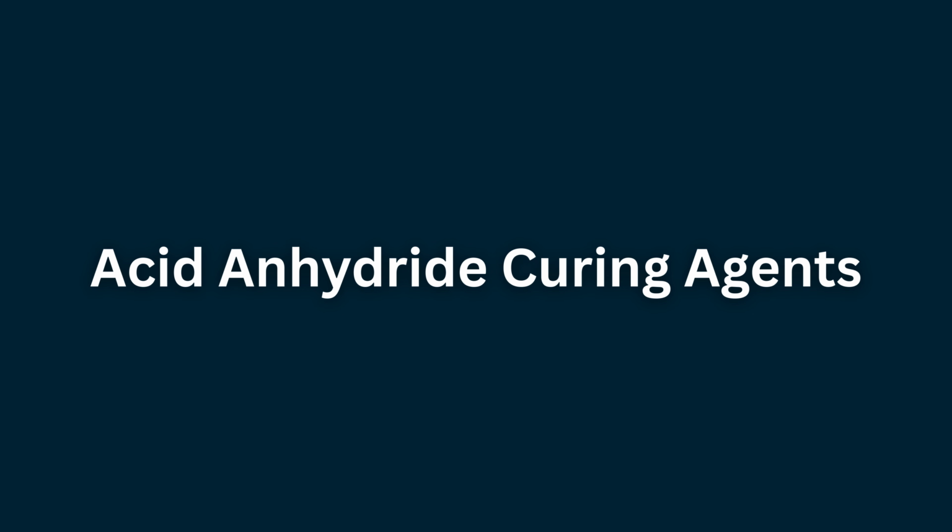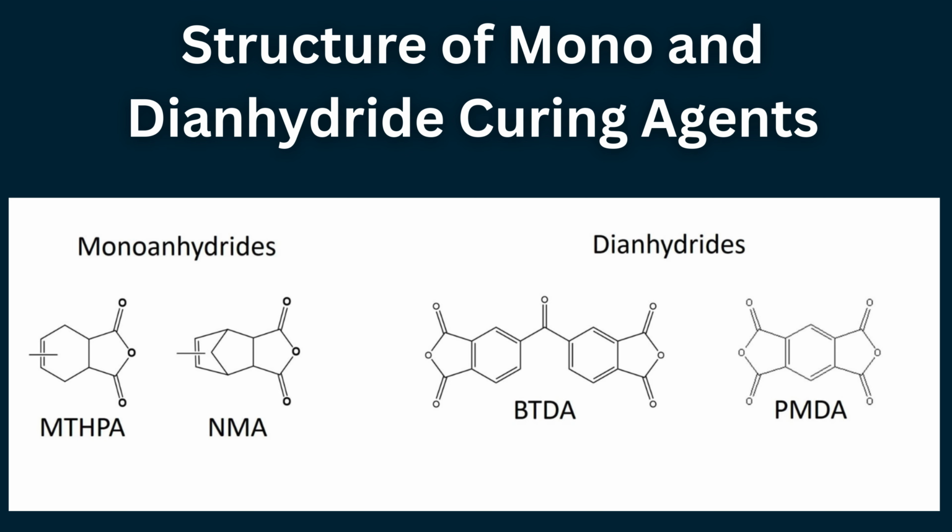Acid anhydride curing agents. Acid anhydrides represent the second most important class of epoxy curing agents after amines. They are commonly used in casting compounds, encapsulants, and reinforced plastics, although their use in adhesive formulations is more limited. Common anhydride curing agents include hexahydrophthalic anhydride, HHPA, phthalic anhydride, PA, nadic methyl anhydride, NMA, pyromellitic dianhydride, PMDA.